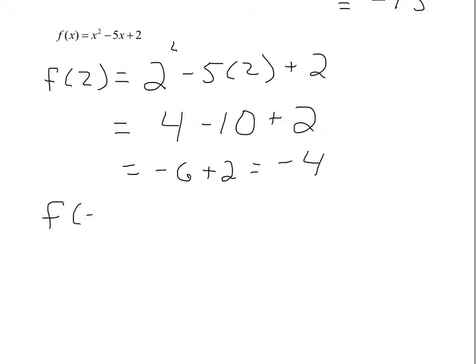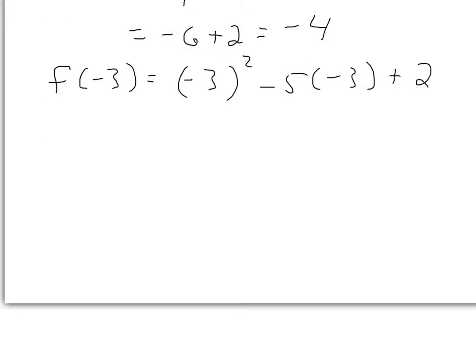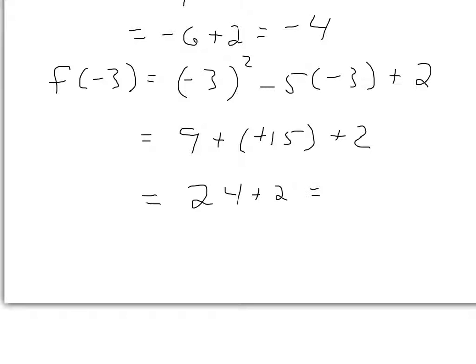To find the value of the function at negative 3, that's going to be negative 3. I'll use parentheses to make it real obvious where the negative goes. Minus 5 times negative 3 plus 2. So negative 3 squared is positive 9, and negative times negative is a positive. Minus 5 times negative 3 is negative 15 plus 2. Subtracting a negative is the same as adding a positive. 9 plus 15 is 24 plus 2. So f of negative 3 is 26.